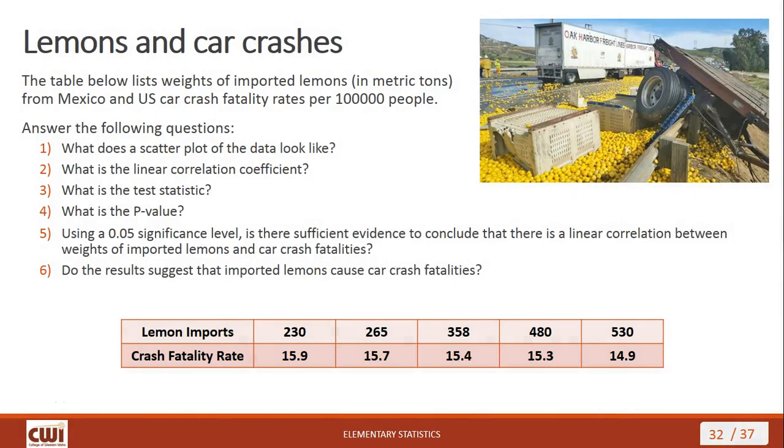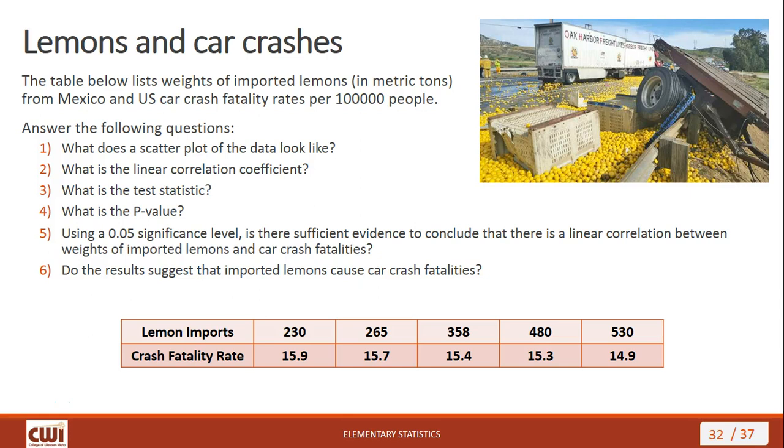Let's look at another example. We looked previously at lemons and car crashes. Or, no, actually, we didn't look at that previously. So let's look at it now then. So we have a table here listing weights of imported lemons in metric tons from Mexico. And it's compared with U.S. car crash fatality rates per 100,000 people. So lemon imports is there on the top, crash fatality rate there on the bottom.